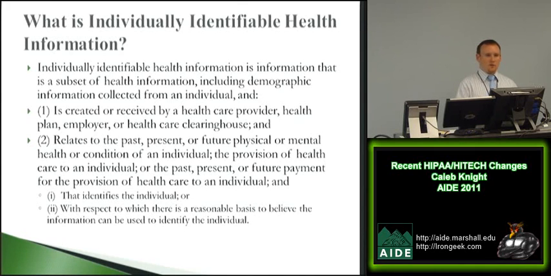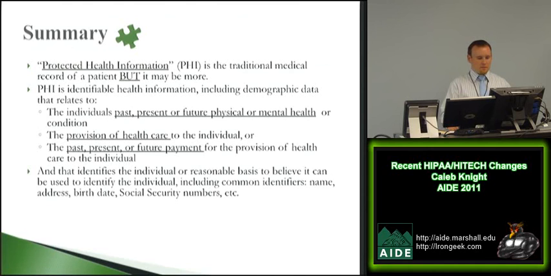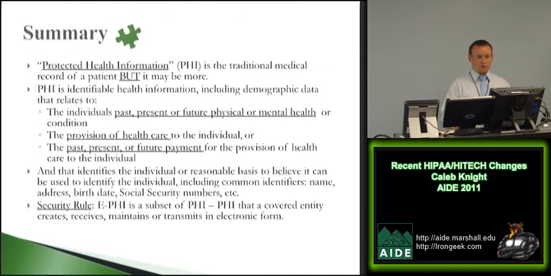So it's not just health information, but health information that is identifiable, somehow linked to you, whether it's your Social Security number, your address, or your name. It's basically a combination of those couple of definitions. And that's what is considered protected health information, or PHI, under HIPAA. And you can see there a summary of what protected health information is.